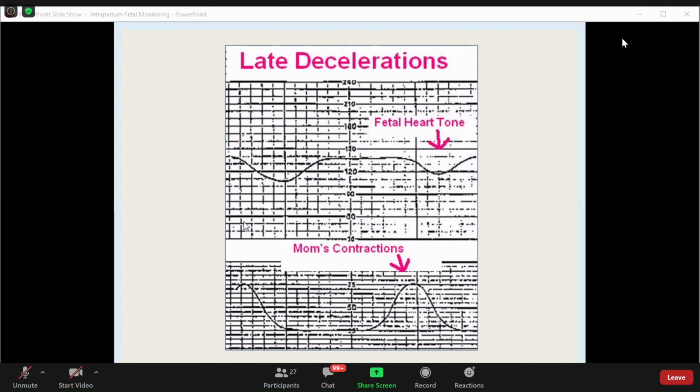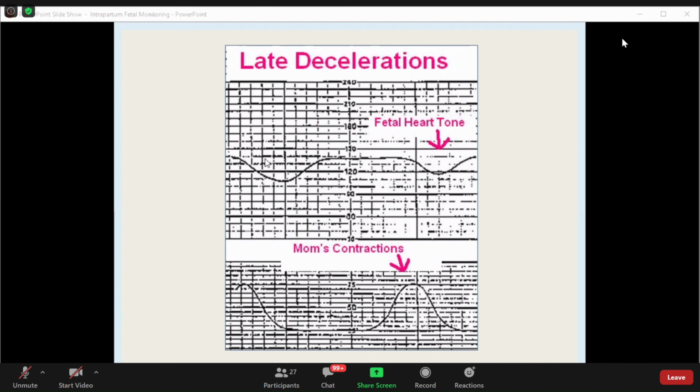So anytime you see late decelerations, you should be thinking uteroplacental insufficiency. Now, that may be due to hypertension, it may be due to diabetes, it could be due to supine hypotension. About the cord. The mother could be hemorrhaging, but you know something is wrong. You don't want to see this. If you see late decelerations, you have to act.